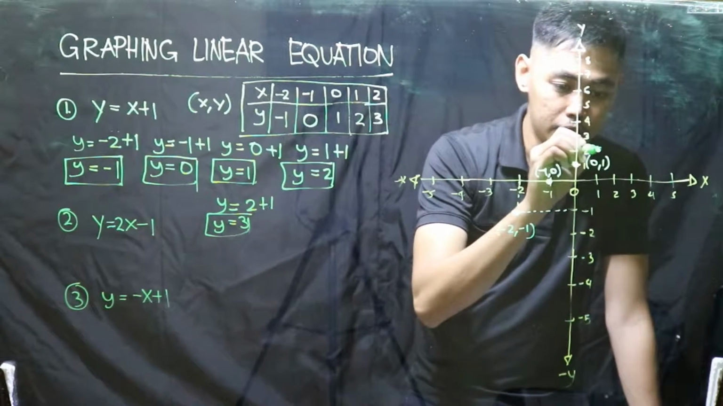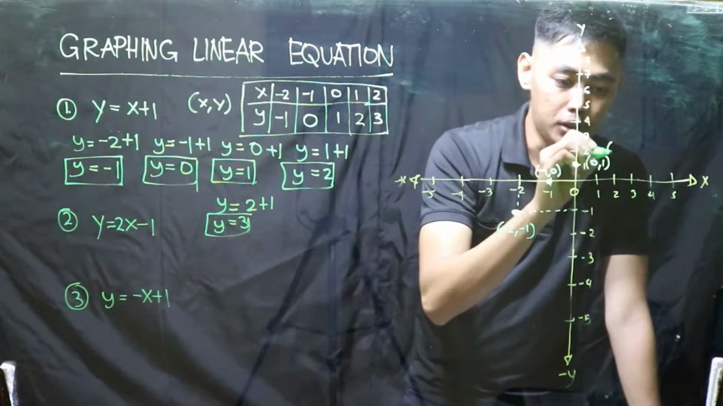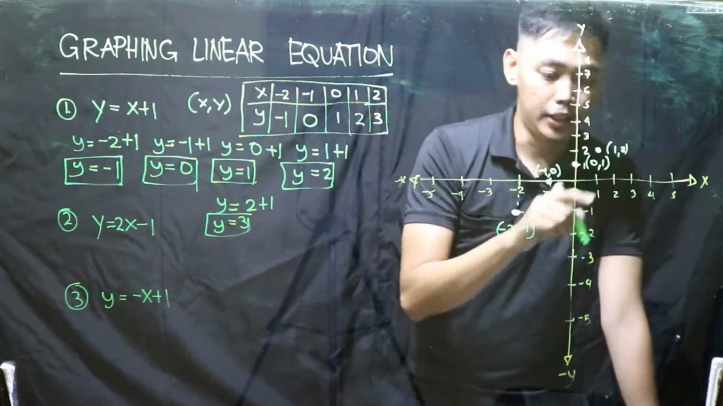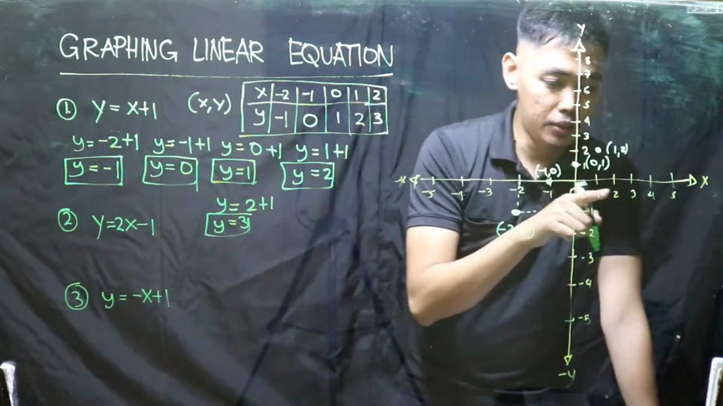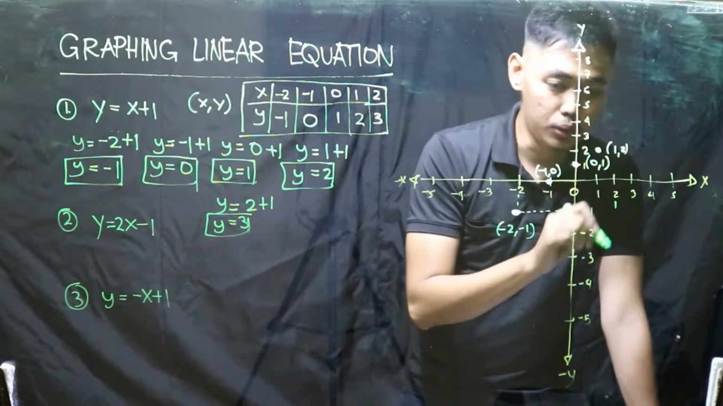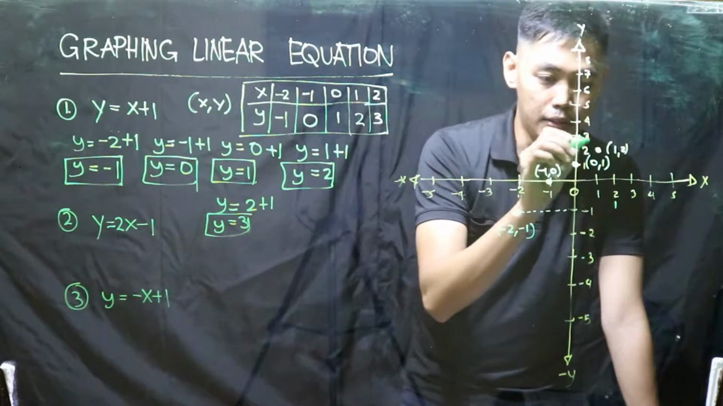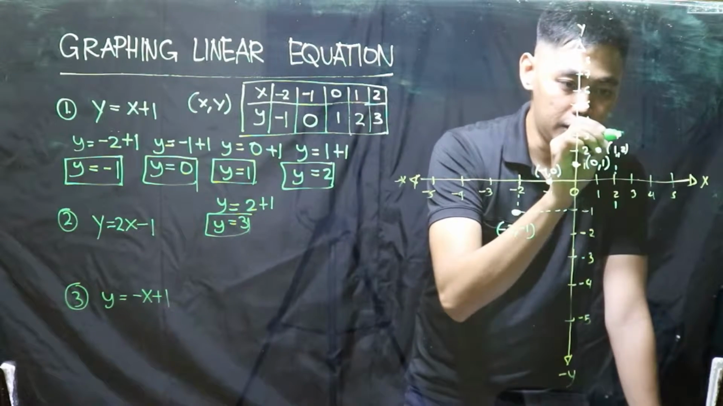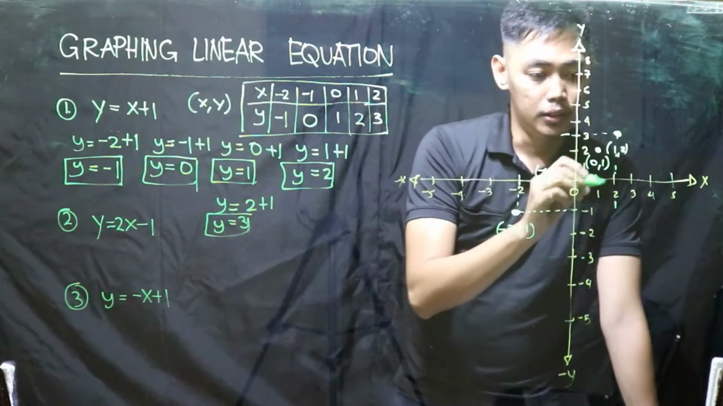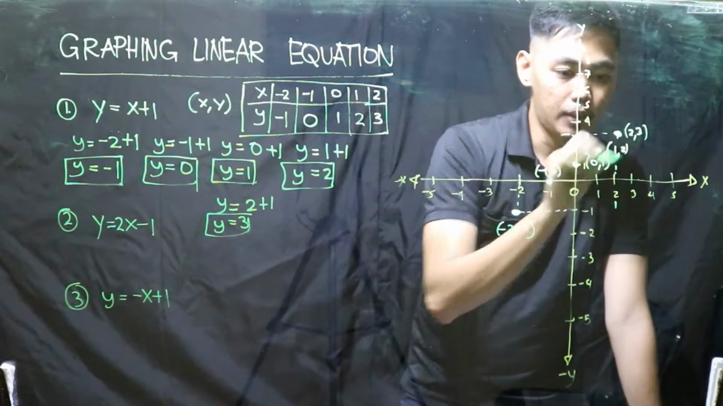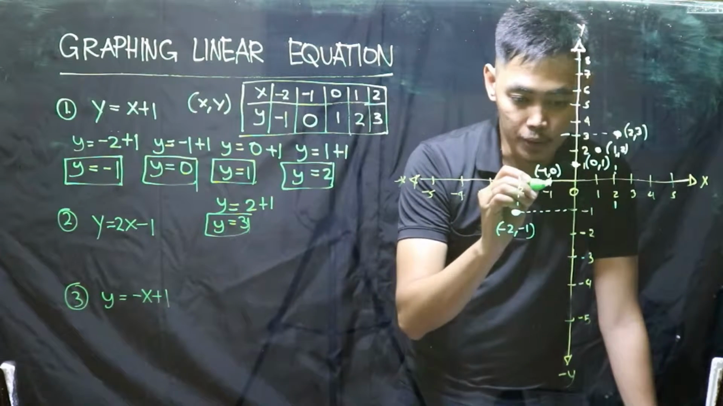So here. So this point is also called 1, 2. And then we have 2 and 3. So x is equal to 2. So here it is, 2. And then y is equal to 3. So let's find the point in which they intersect. So this is 2 and 3. And then you can connect the points.